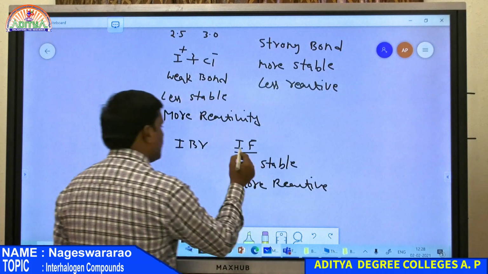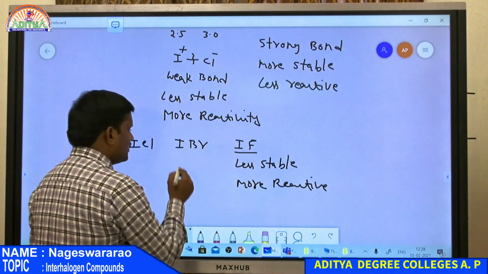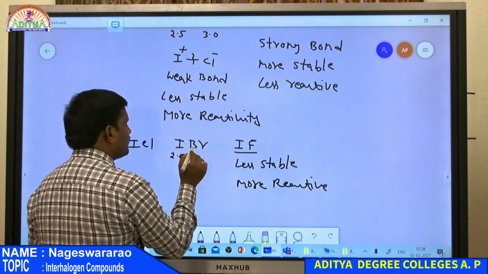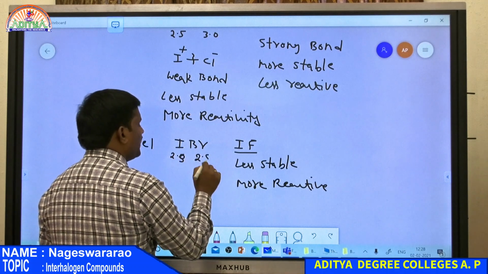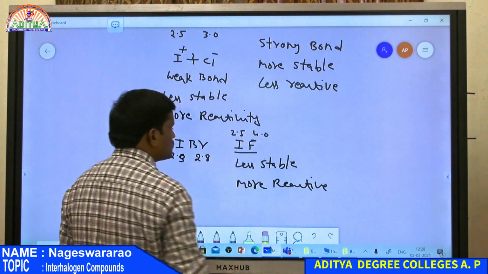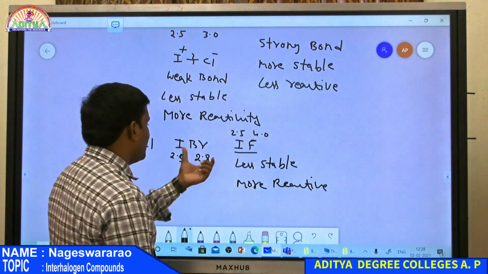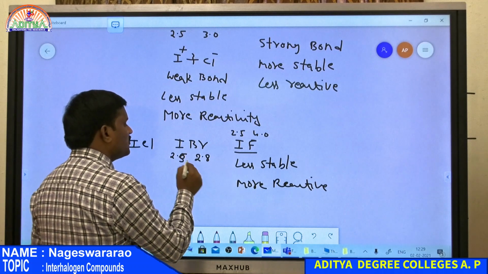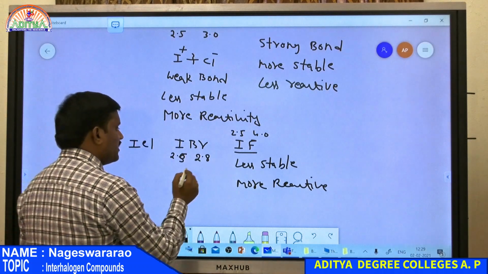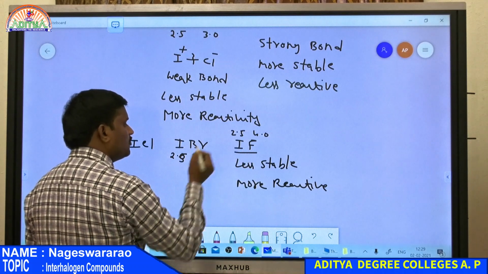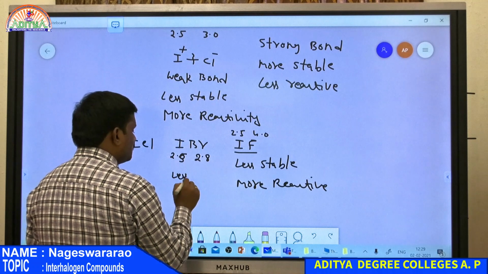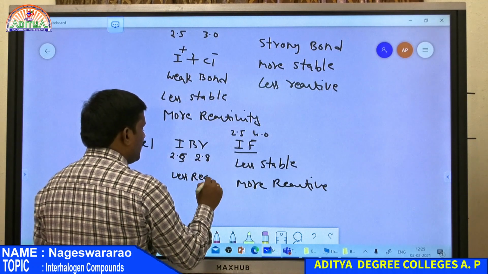So compared to IF, in IBr the electronegativities are 2.5 and nearly 2.8, while in IF it is 2.5 and 4. So compared to IF, IBr has a small electronegativity difference between iodine and bromine. So its bond is somewhat stable compared to IF. Therefore, it is less reactive compared to IF.